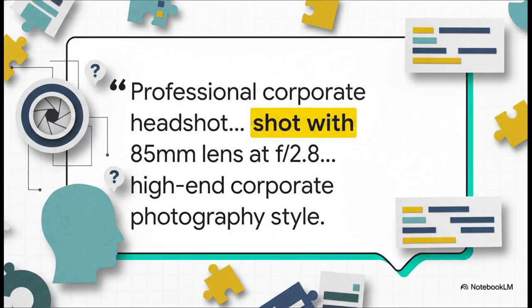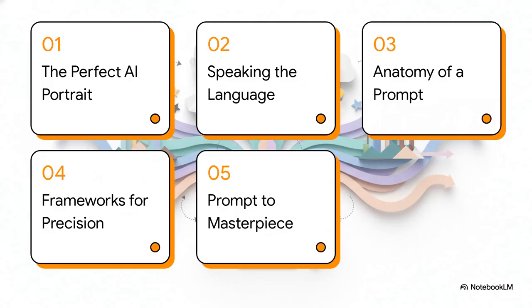This isn't just a simple description. It's a super specific set of instructions that told an AI exactly what to create. We're about to pull apart this secret recipe, piece by piece. So here's our game plan. We're going to start with what makes a perfect AI portrait. Then we'll learn how to actually speak the AI's language. After that, we'll dissect the anatomy of our master prompt, look at some frameworks for building your own, and finally, get you ready to start creating.